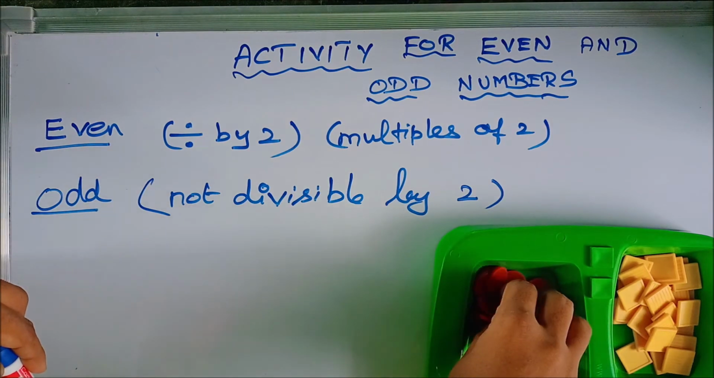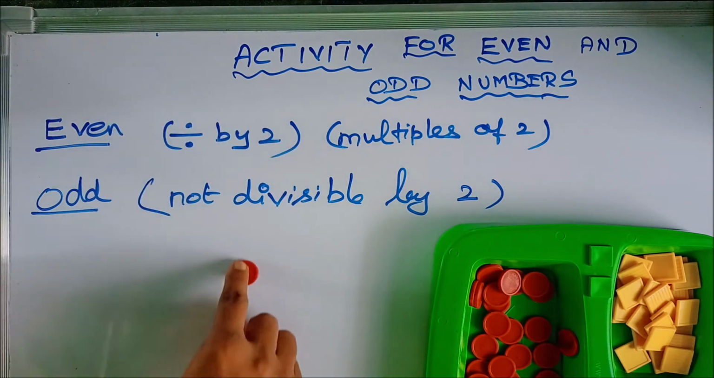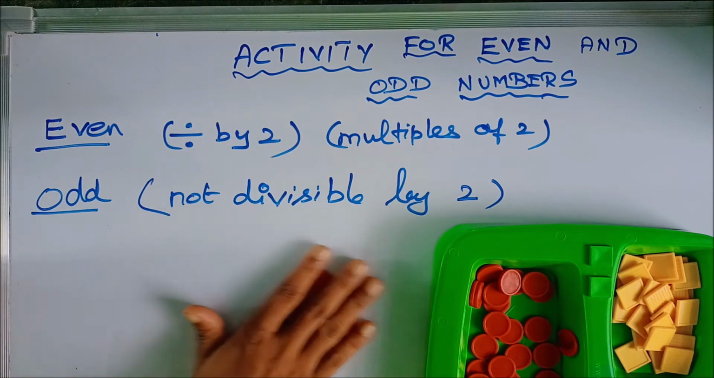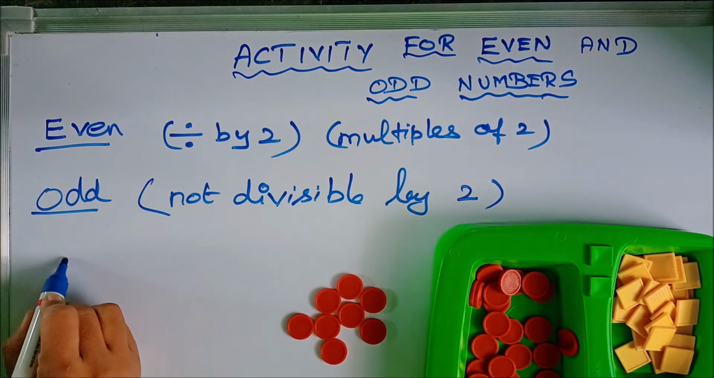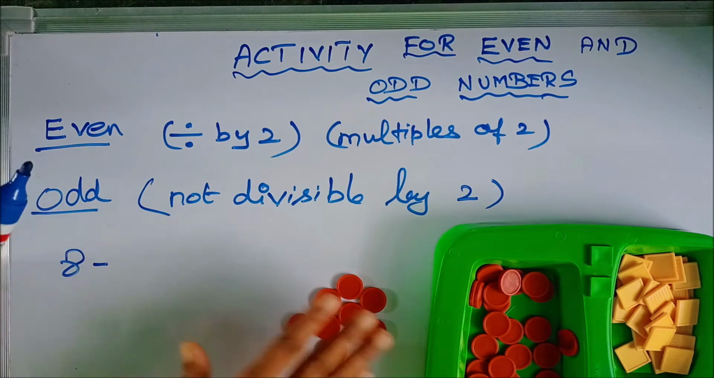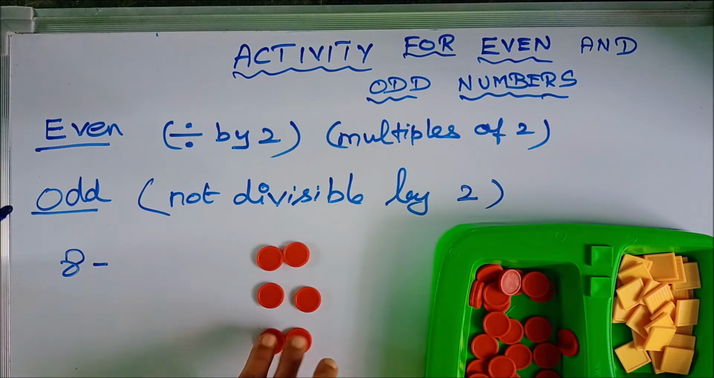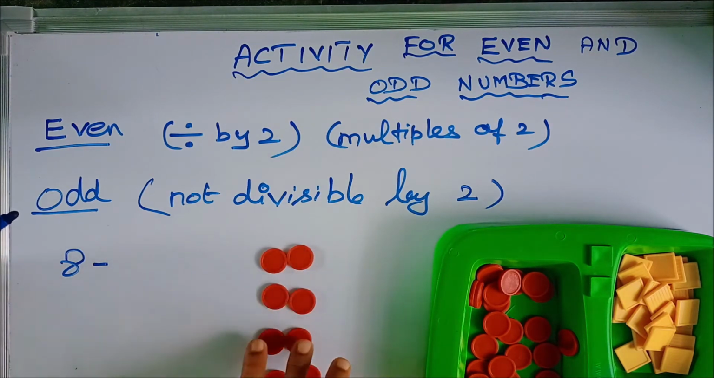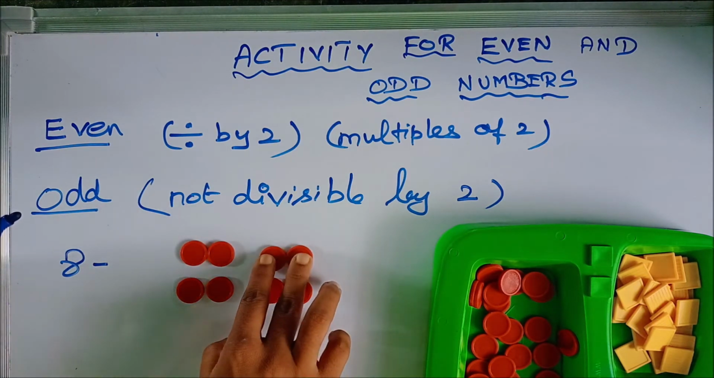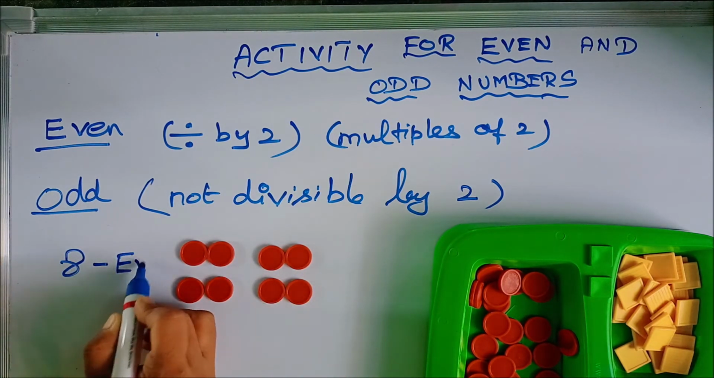Okay. Now I am taking some shapes. Now I am going to count these shapes. Okay, let us count. 1, 2, 3, 4, 5, 6, 7, 8. Okay, totally we have 8 pieces. Now I am going to check whether 8 is even or odd. How can we check? Let us check by pairing these shapes into 2's. Okay, pairing each coin. Thus we can see all the coins are paired by 2. See here, all the coins are paired by 2. If all the coins are paired, we can say that the number is even.